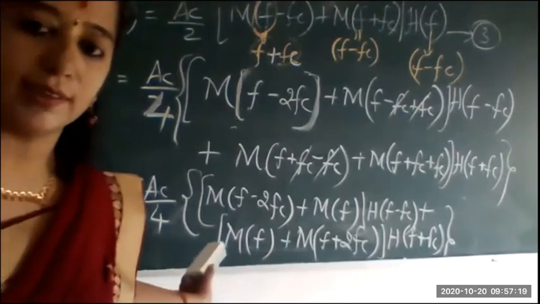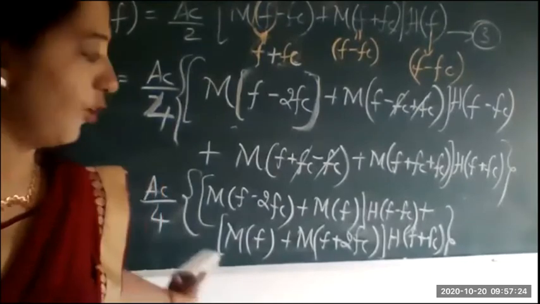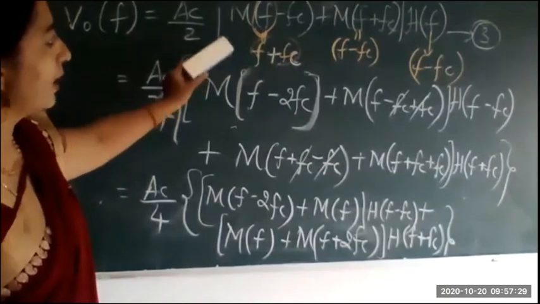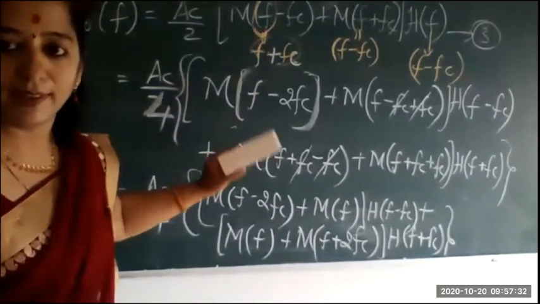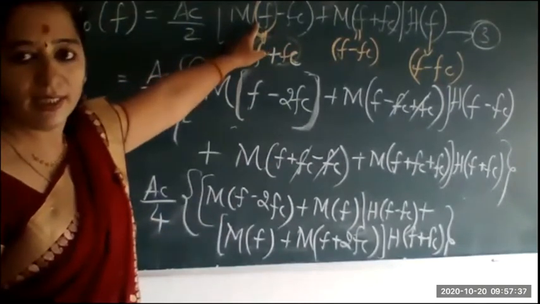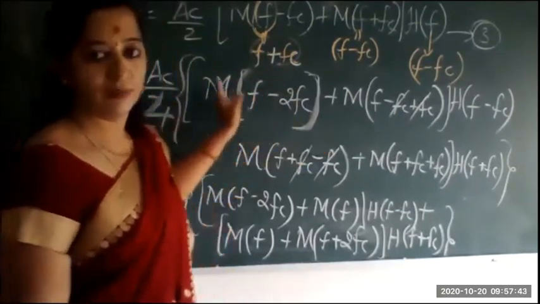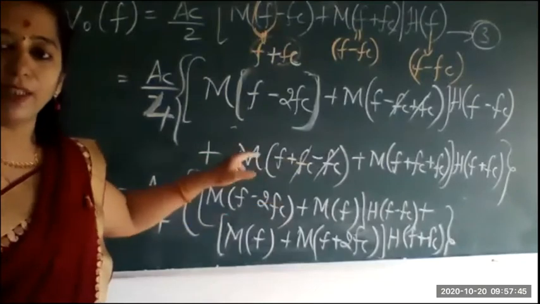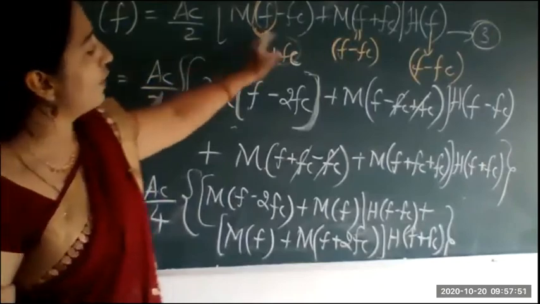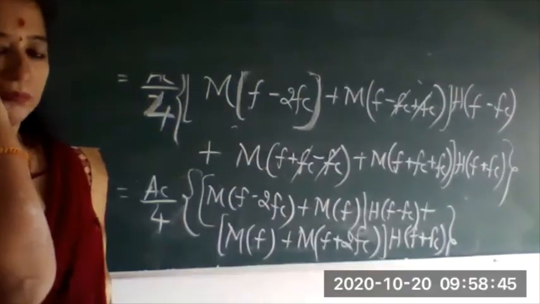Are you able to follow this? Yes or no? Any doubts? Are you able to follow what is being done here? All we are doing is, I am trying to realize V0(f - fc) first. Wherever I have V0(f), I will replace the variable f with f minus fc. I will get this first part of the equation. Next, I need plus V0(f + fc). Wherever you have f in V0(f), you will replace it with f plus fc. You will get the second part.